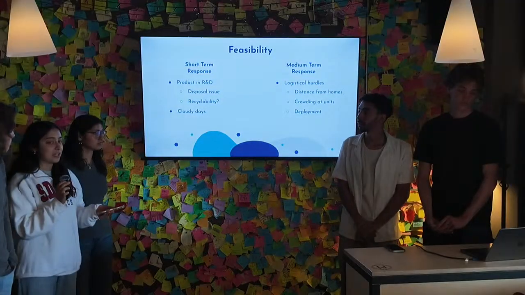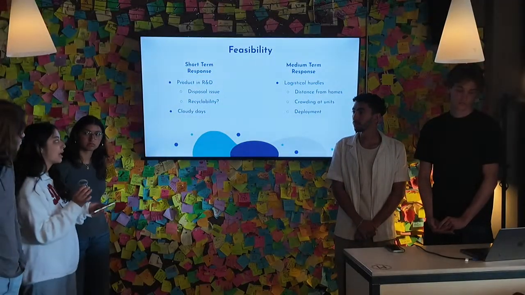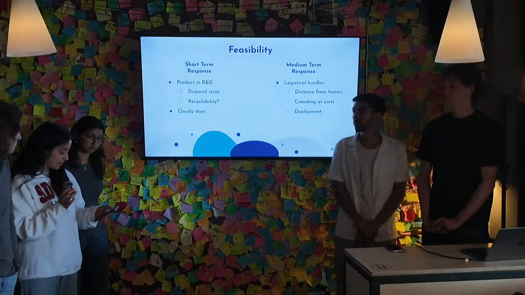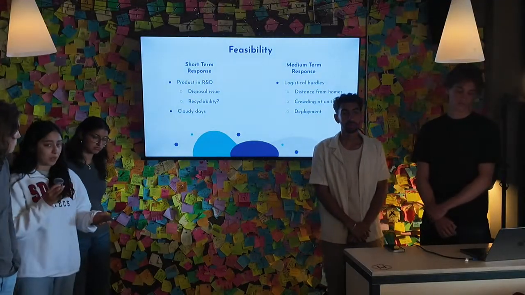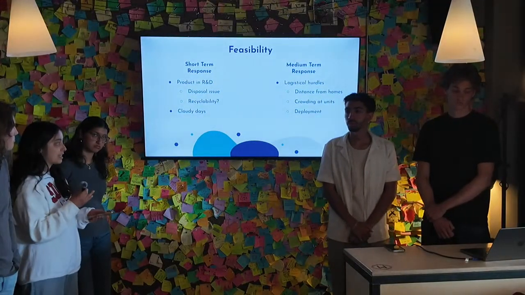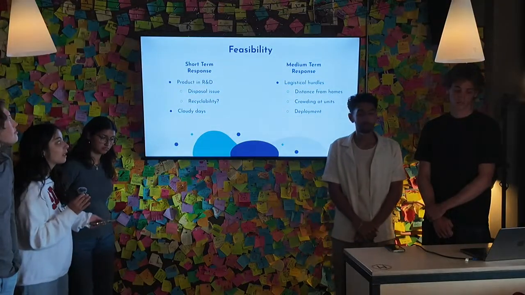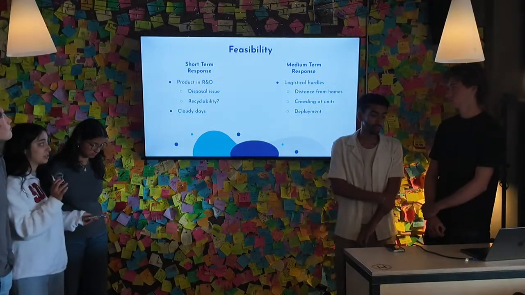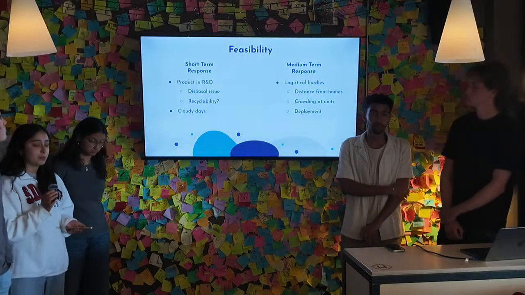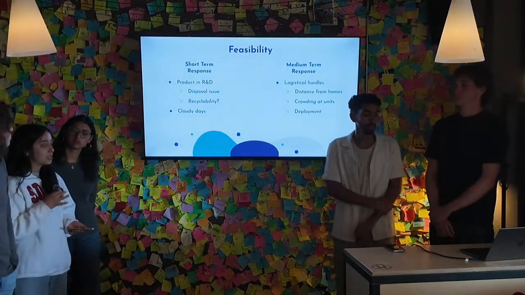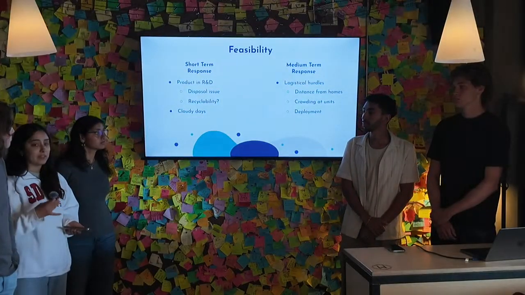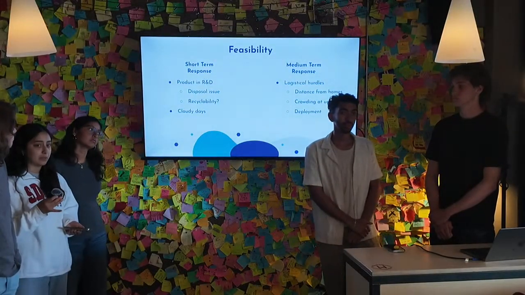Also, with cloudy days, there's a potential for the hydrogels to not work as they need to be in a temperature of at least 33 degrees Celsius just to get the water out of them. So making them more disaster resilient would be important. As for our medium-term response of the solar-powered units, there's some logistical problems, such as how far they would be from each household. If families would need to travel far, how would they do so? And if there would then be overcrowding at the units, as well as how they would be deployed.